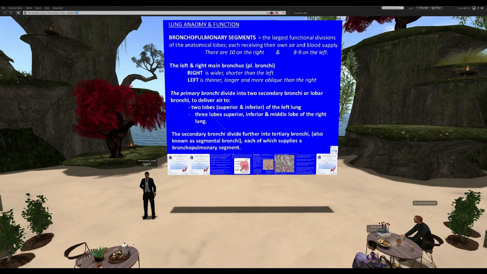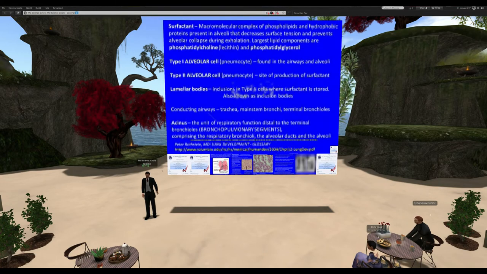Accessibilities. Bronchopulmonary segments are the functional elements of the lung. They lead to specific regions of alveolar spaces. I threw this in because it's a nice little glossary.